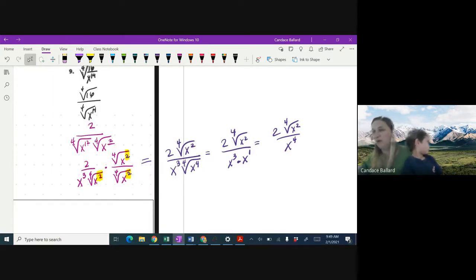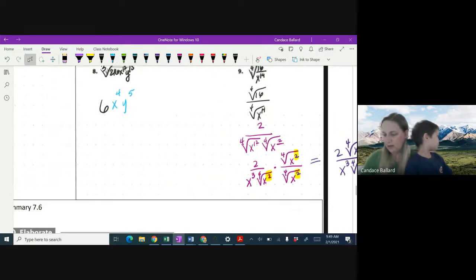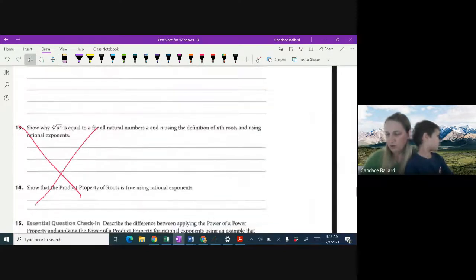Okay? All right. And I think I crossed out a few of these down here. So let's look at the summary. You can cross out 13 and 14 on your summary. Okay? So just do 12 and 15. All right, so cross out 13, 14. Just do 12 and 15.